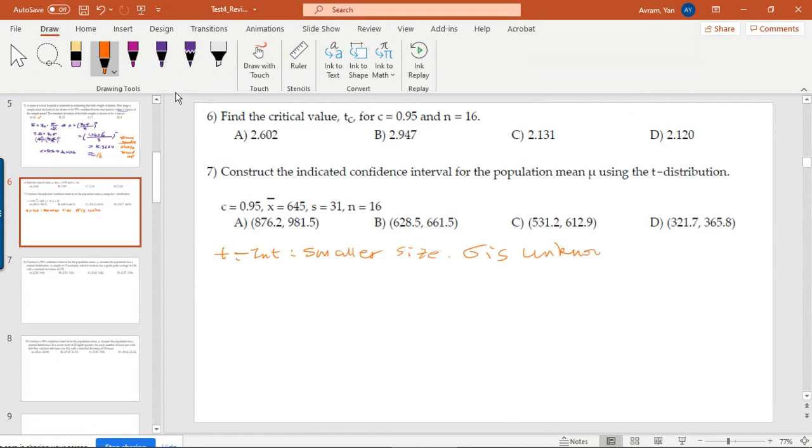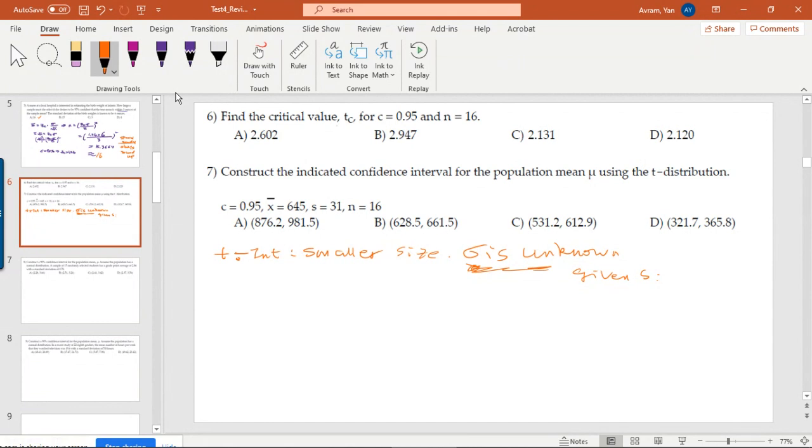So sigma usually is the population standard deviation. This one is not given to you, but usually you are given S. All right, so what's the difference between S and sigma? Sigma is the population standard deviation. S is the sample standard deviation. Okay, so that is the main difference when you use a Z or T interval.